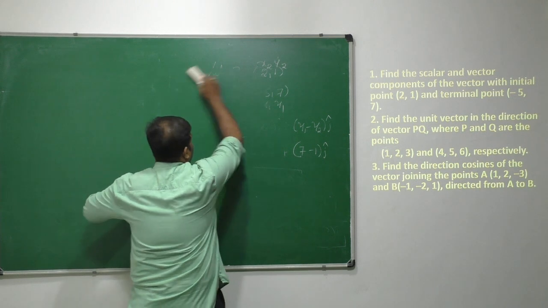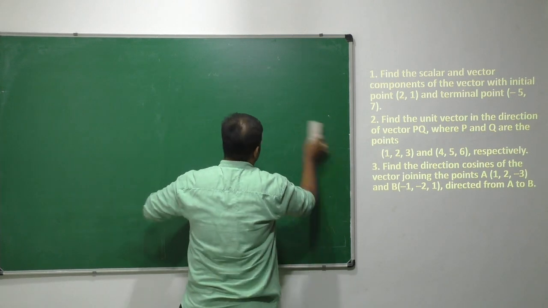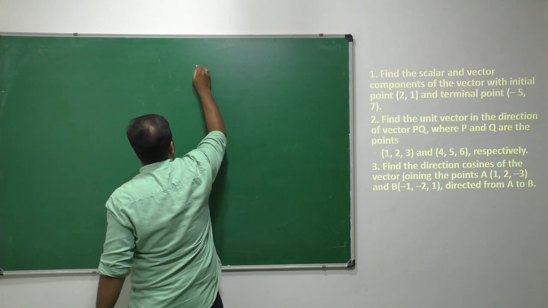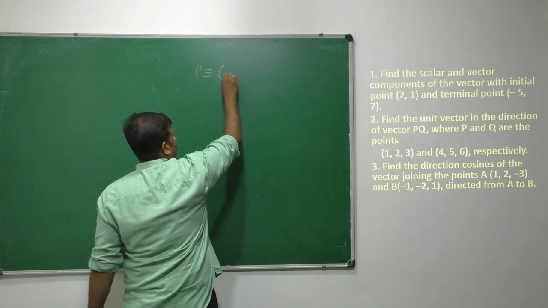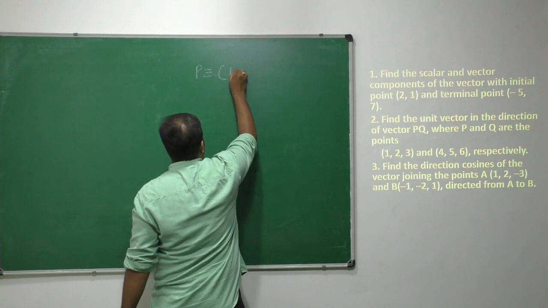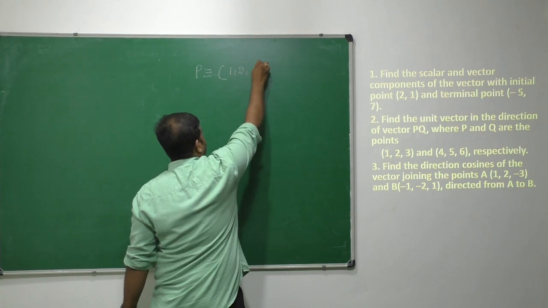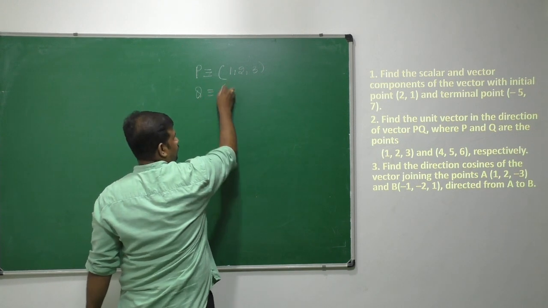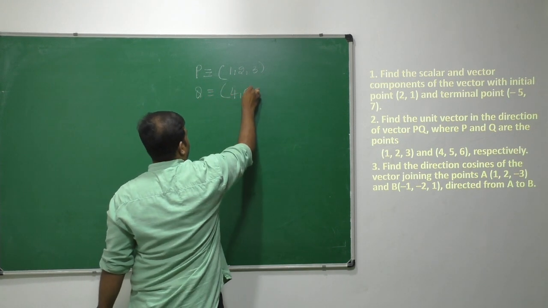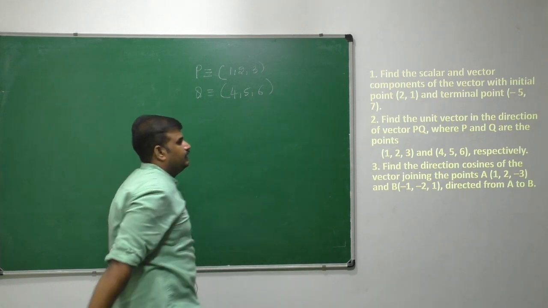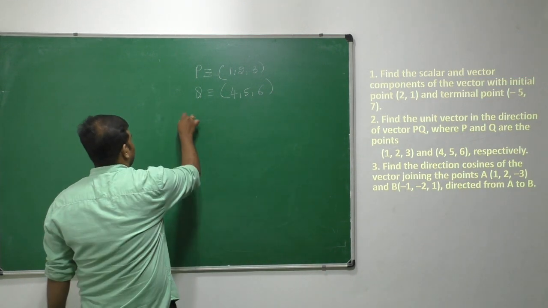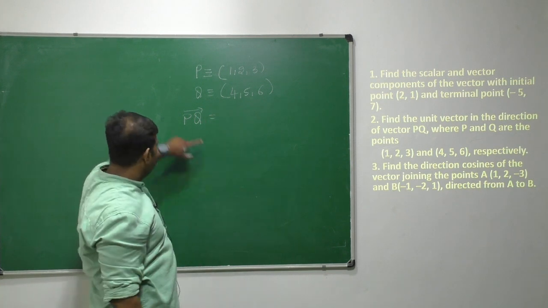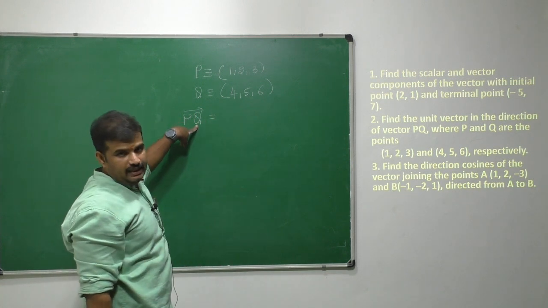From the problem, PQ is already given. The coordinates of P are 1, 2, 3 and the coordinates of Q are 4, 5, 6 respectively. Then what is PQ? Observe clearly: P is the initial point, Q is the terminal point.